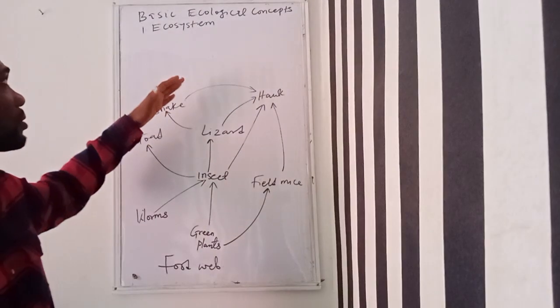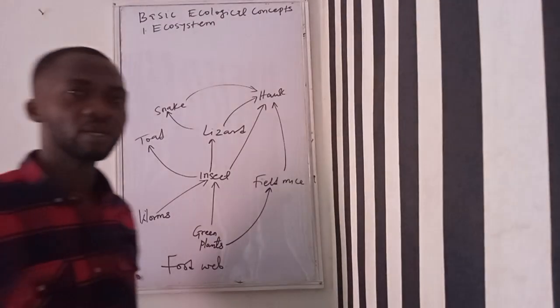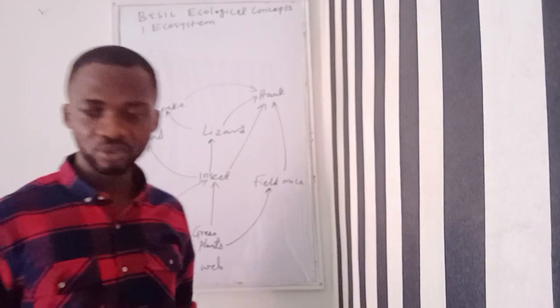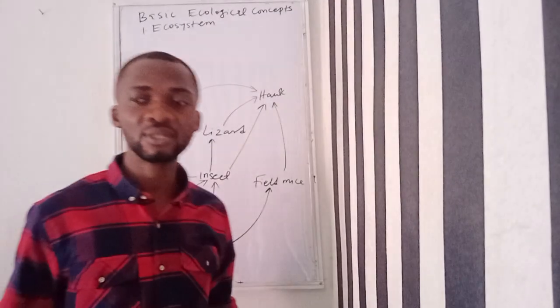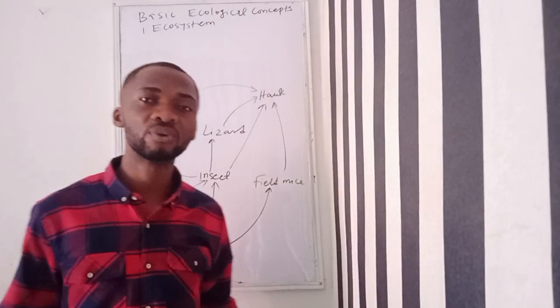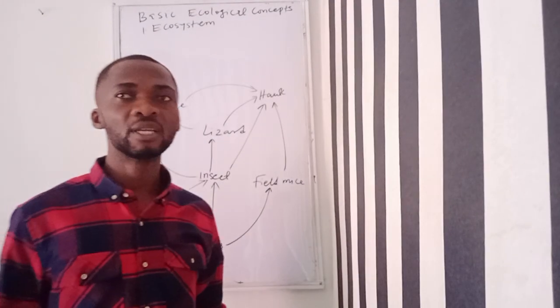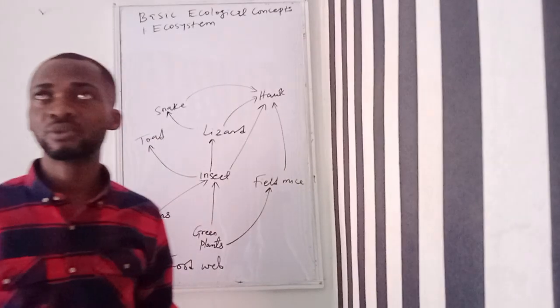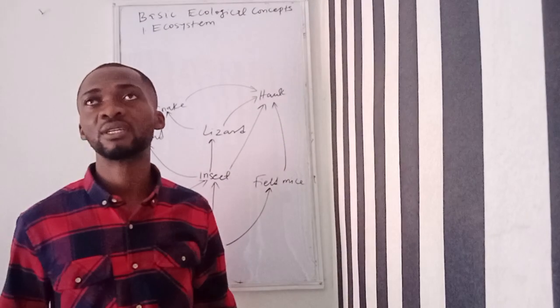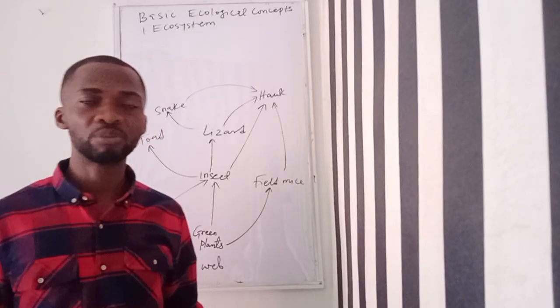The first group of organisms is the one we call the producers. The producers. And these ones are the ones saddled with the responsibility to harness the sun's energy and, of course, use it to produce food for other organisms at higher trophic levels. Then, apart from the producers, we have the consumers. These ones are directly dependent on the producers.